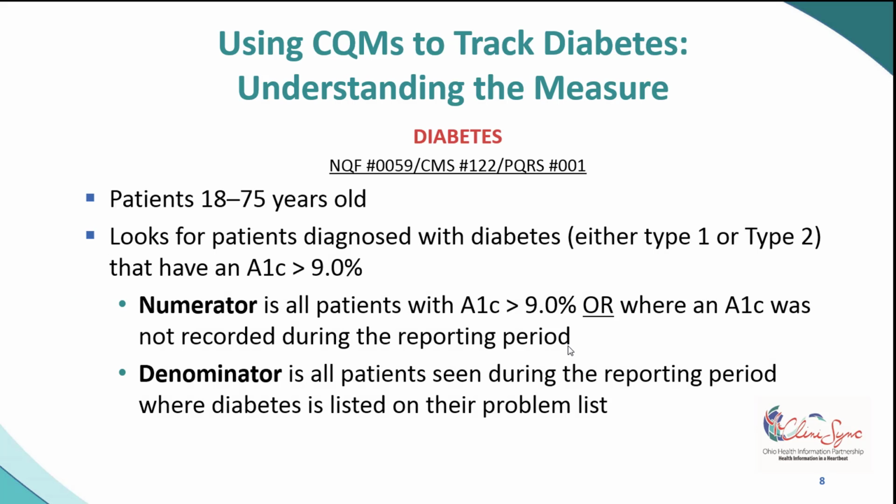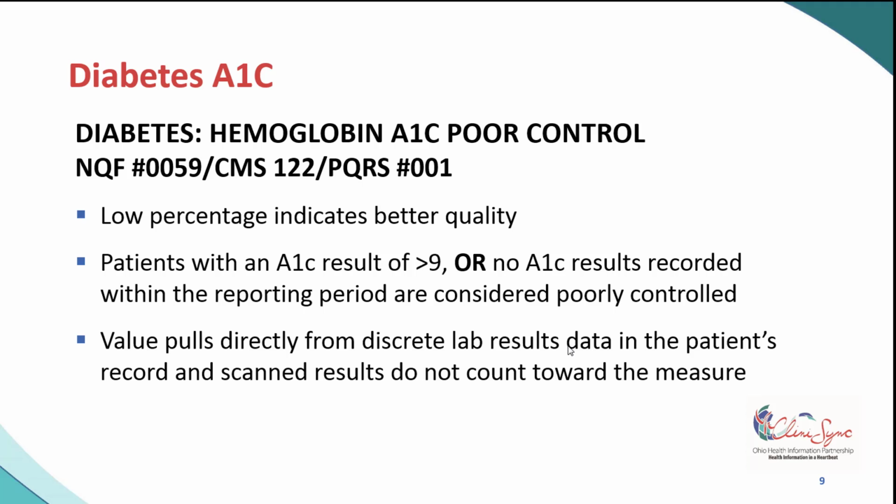The diabetes measure called hemoglobin A1C poor control is known as NQF0059, CMS 122, or PQRS 001. The numerator of this report will measure all your patients diagnosed with type 1 or type 2 diabetes whose hemoglobin A1C lab test was greater than 9% or who do not have any A1C results entered during the reporting period.